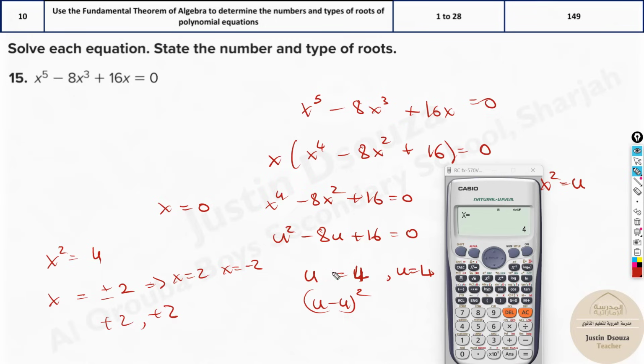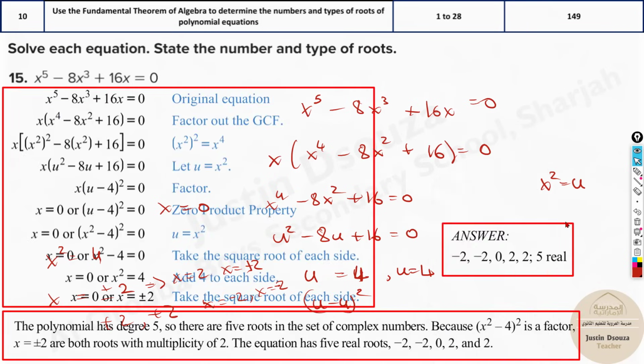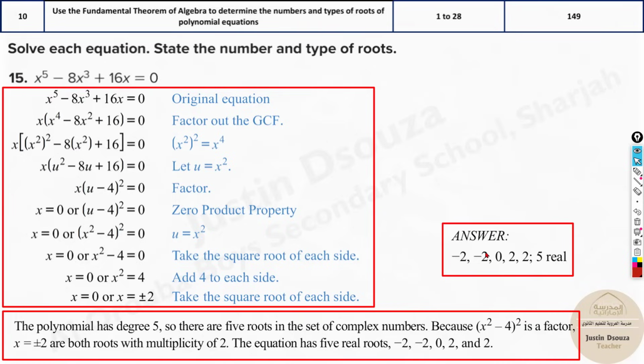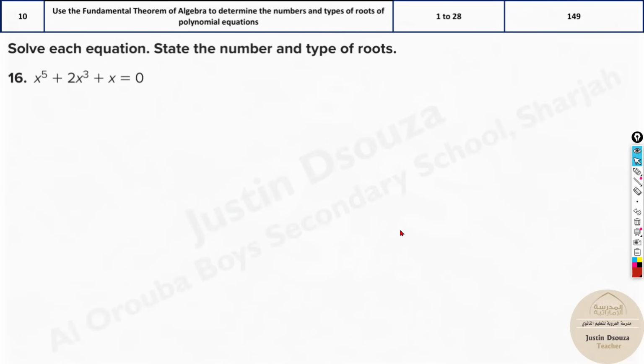Now x squared, u squared means x squared is equal to 4. It's plus or minus 2. Basically, you're having plus 2, x is minus 2, minus 2. So that's it, minus 2, 2 times. Now you can see the final answer. All are real roots. 0, 2, 2, minus 2, minus 2. See here. Can you see that? It's just being repeated. Whatever you get, it's minus 2, minus 2, 0, 2, 2, 5 real roots.